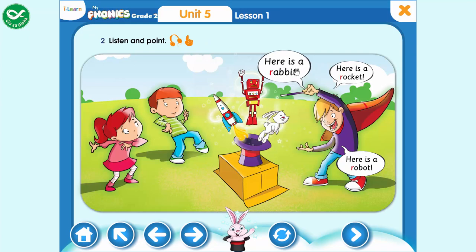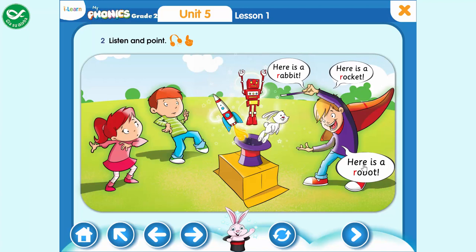Here is a rabbit. Here is a rocket. Here is a robot. Here is a rabbit. Here is a rocket. Here is a robot.